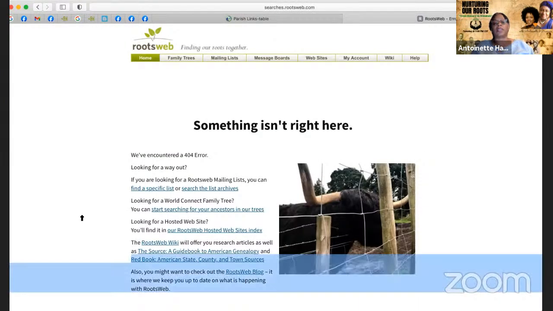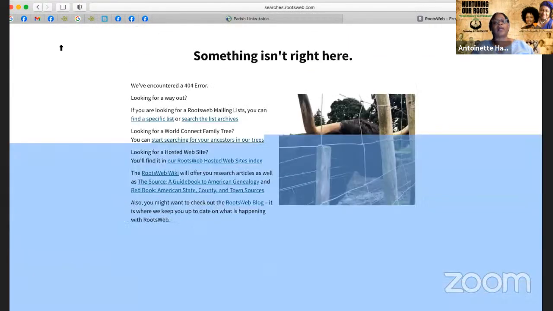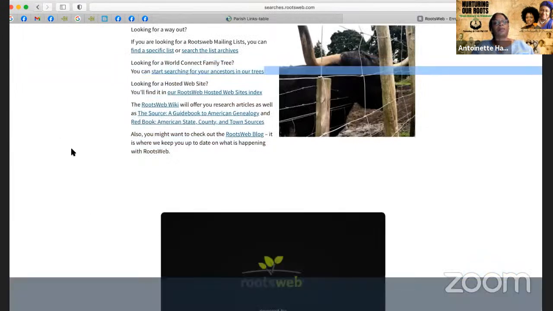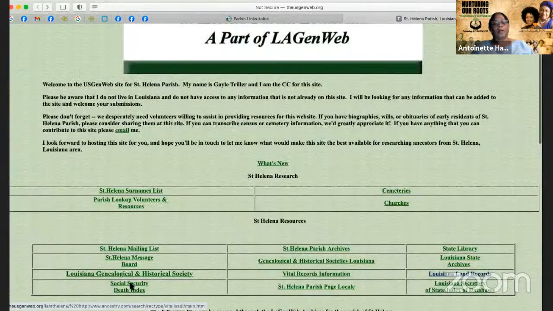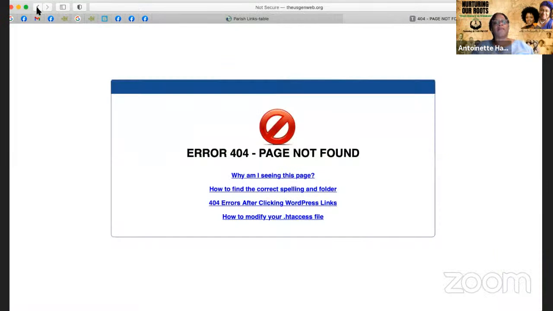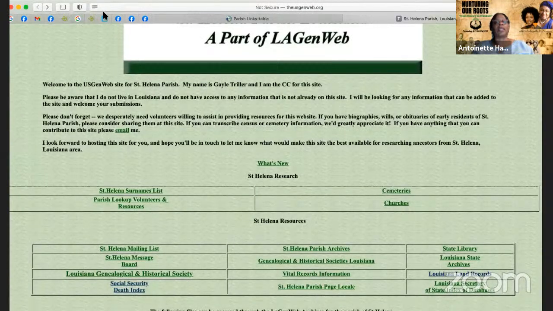So something isn't right here. Let's go to another page. Social Security. Okay, page not found. So maybe we need to go to another parish, because we're not finding anything. Churches, let's see, okay.